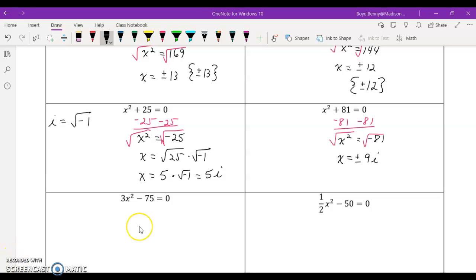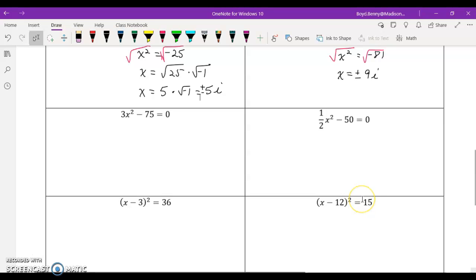All right, guys, we'll go ahead and take a look at what we have here. The square root of negative 81 would be 9i, and don't forget it is the positive or the negative. Over here, I forgot my plus or minus sign, so let me add that in here. So this should have been plus or minus 5i.